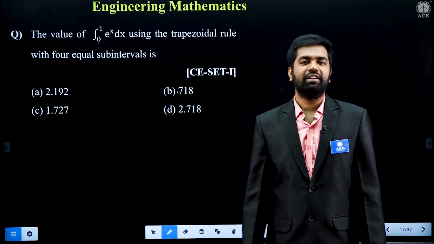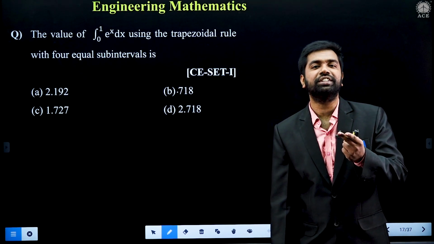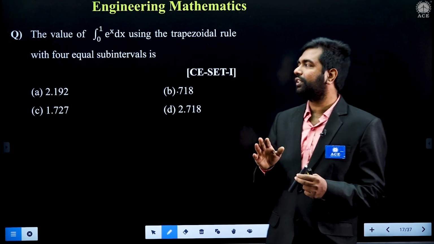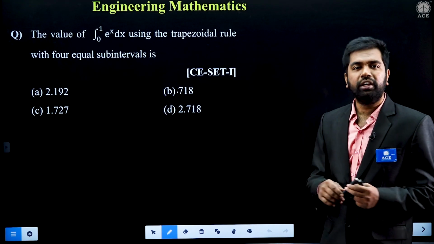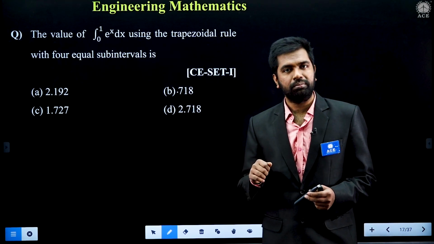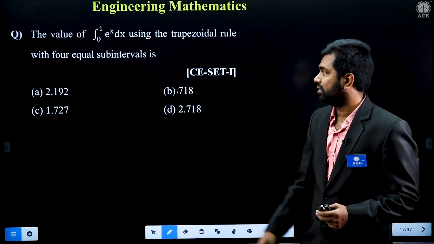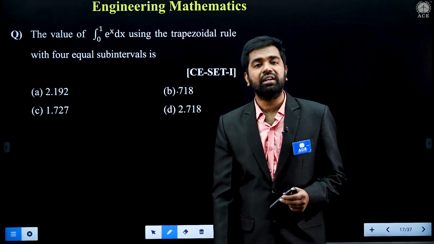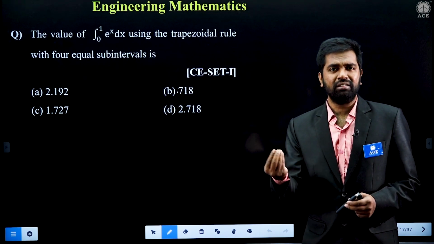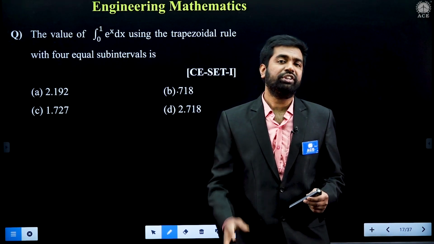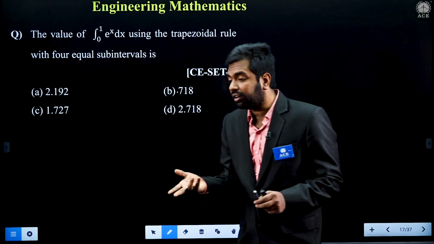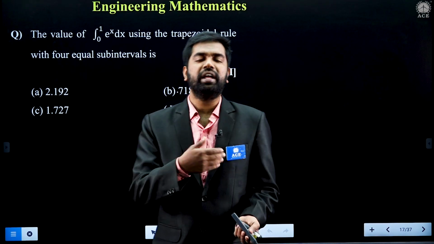This year, interestingly, there were 2 questions from numerical integration. So what is this question about? He gave an integral to find using which rule? Trapezoidal rule. So how many subintervals? 4 subintervals are given to us, and the limits are from 0 to 1. Again, it's a very simple question. There are no traps here. Very simple, direct formula.